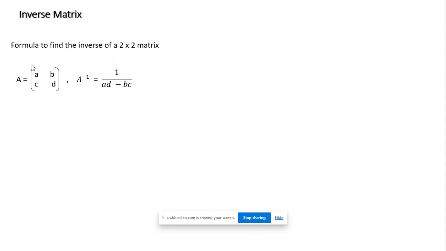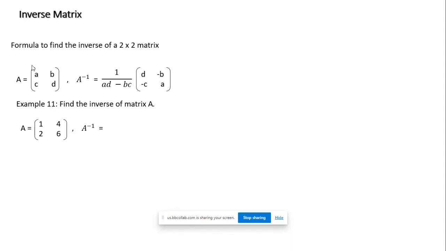To find the inverse, you're going to do 1 divided by the product of the elements AD minus the elements BC, and you're going to get your matrix. So, for instance, if we want to practice really quick using the formula, to find the inverse of A, it's going to be 1 over 1 times 6, which is the AD, minus 4 times 2, which was the BC.